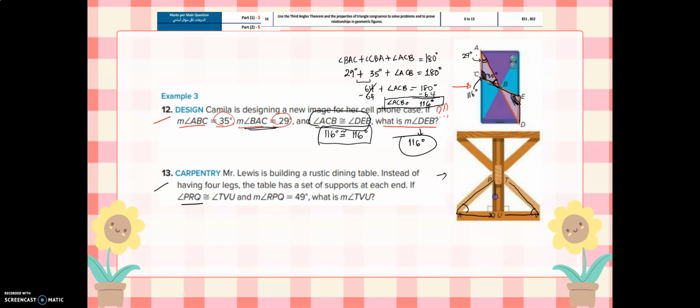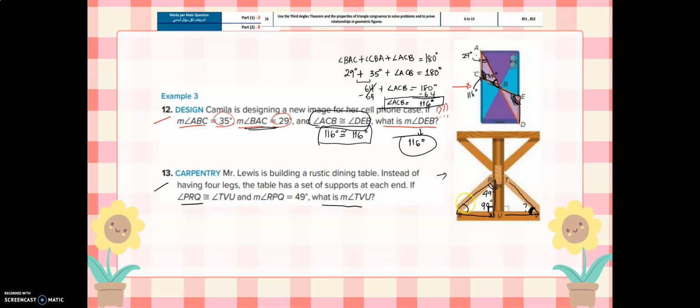RPQ, so this angle measures 49 degrees. What would be the measure of angle TVU? So we're looking for the measure of this angle. How are we going to start off with this? The first thing that you have to know is that this is a right angle, and a right angle has a measure of 90 degrees.